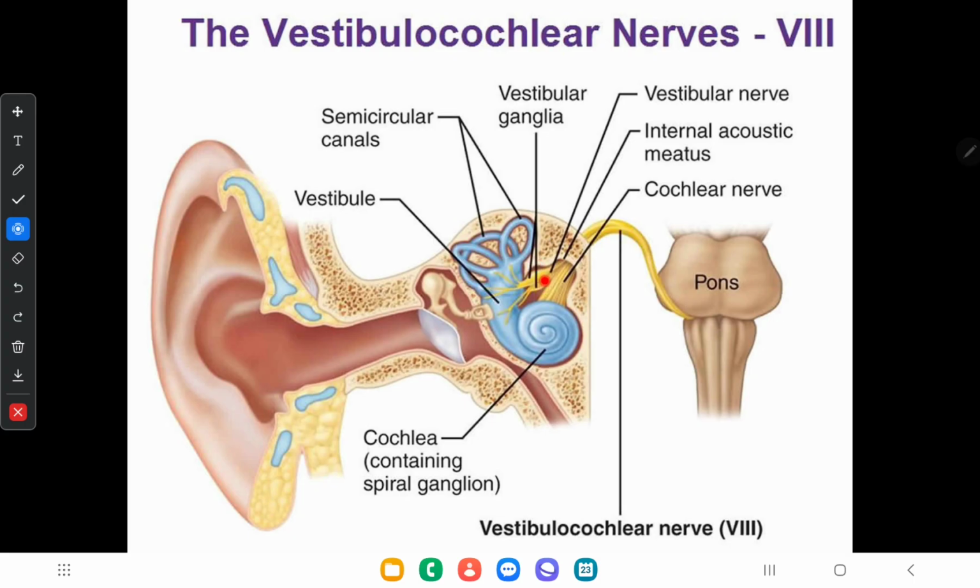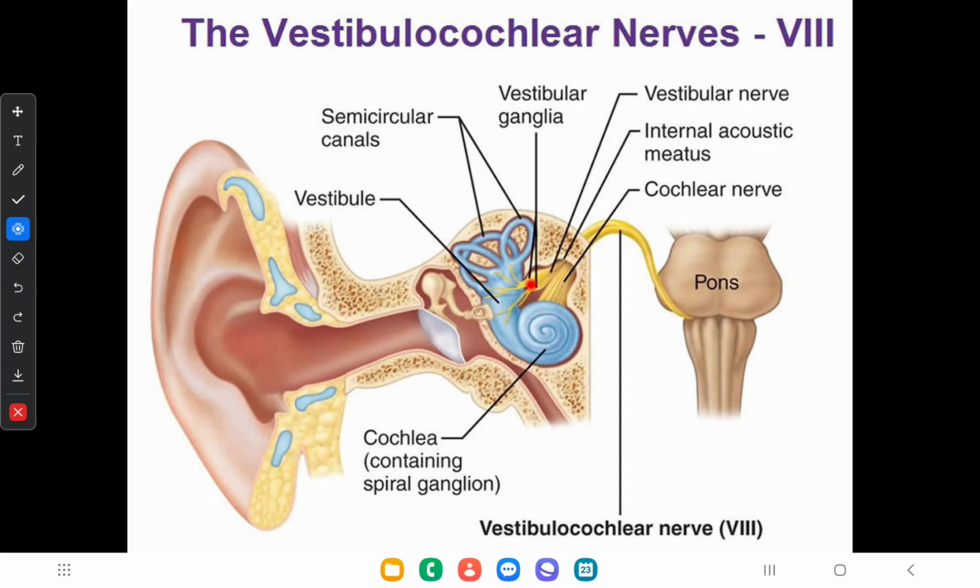Here is the vestibular ganglion, which is located at the lateral end of the internal acoustic meatus. This is the internal acoustic meatus. This is the lateral end. The peripheral processes of bipolar neurons pass through the foramina in the lateral end of the internal acoustic meatus and supply ampullary cristae and maculae.